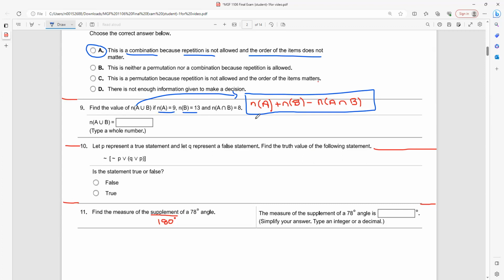So that would be 9 plus 13. And then we subtract the number of elements that are in A and B, which is also given to us as 8. So 9 plus 13 minus 8, that'll be 22 minus 8. That'll give us 14 elements.